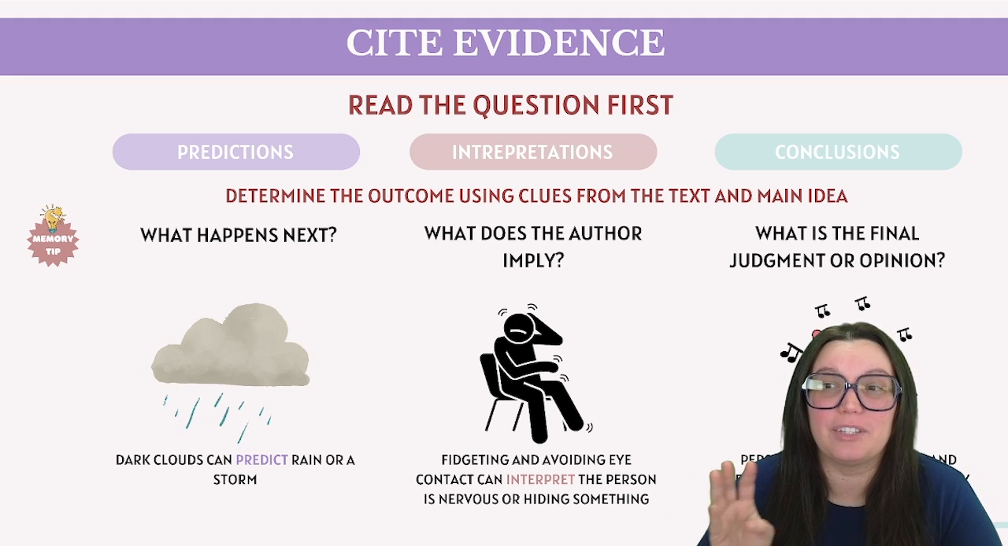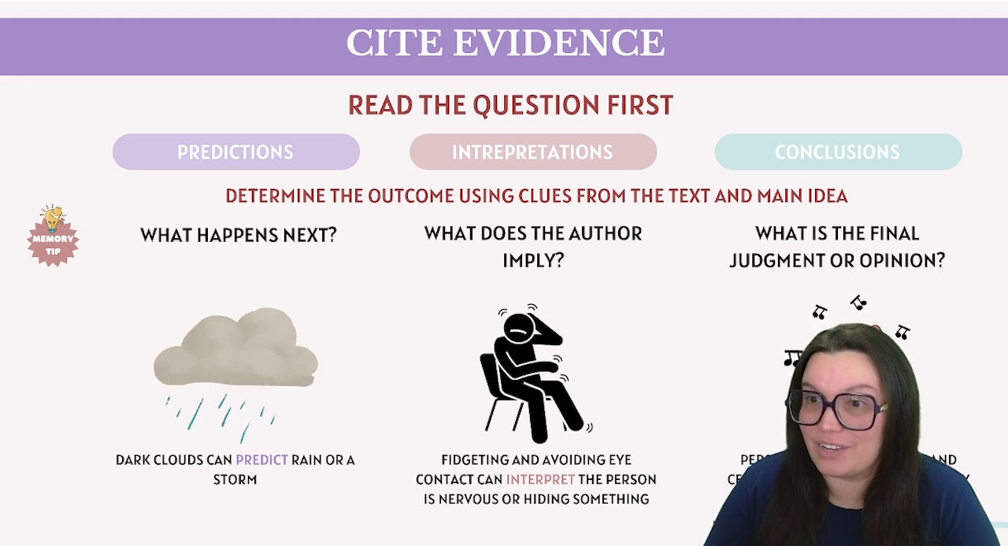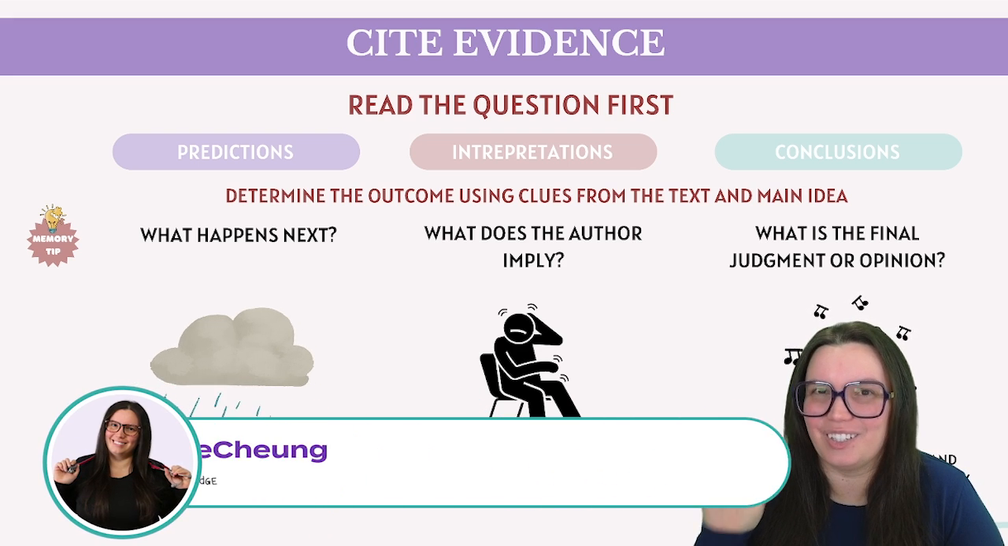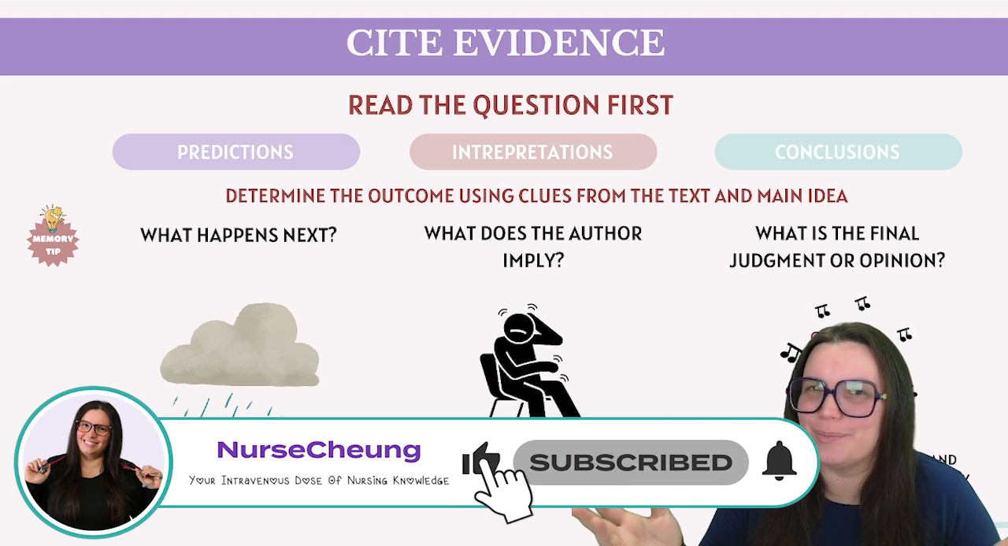There are 3 concepts that you're going to need to know when it comes to citing evidence from a text, including predictions, interpretations, and conclusions. And I'll give you a simple way to remember each one.